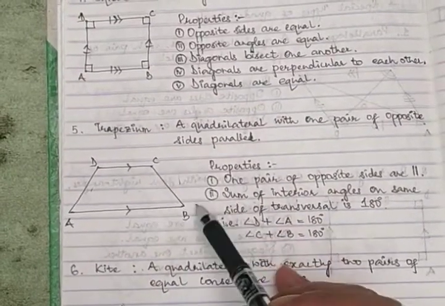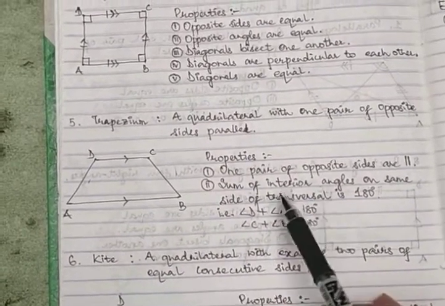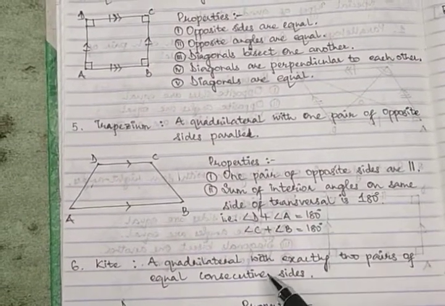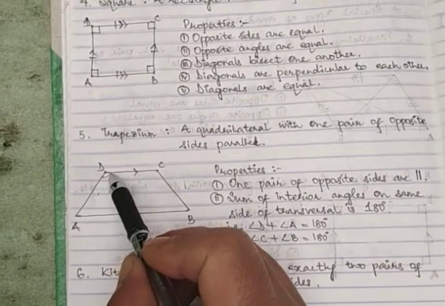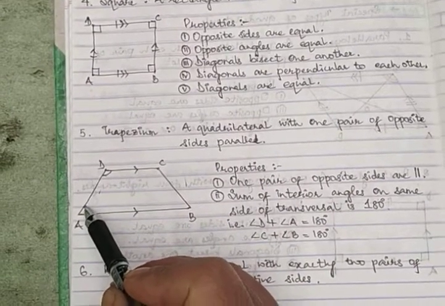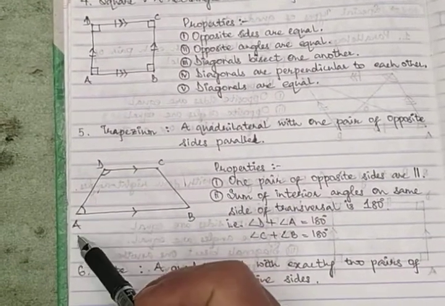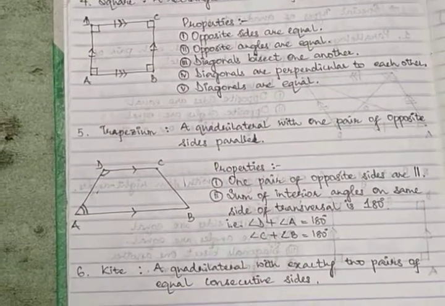Okay, similarly, for this parallel line, this one will be the transversal. The sum of interior angles on the same side of the transversal is 180 degrees. So these are your interior angles. For D and A, you cannot just mark with one arc and one arc, because these two are not equal, we know that. So I have marked it with 1 and 2 arcs.